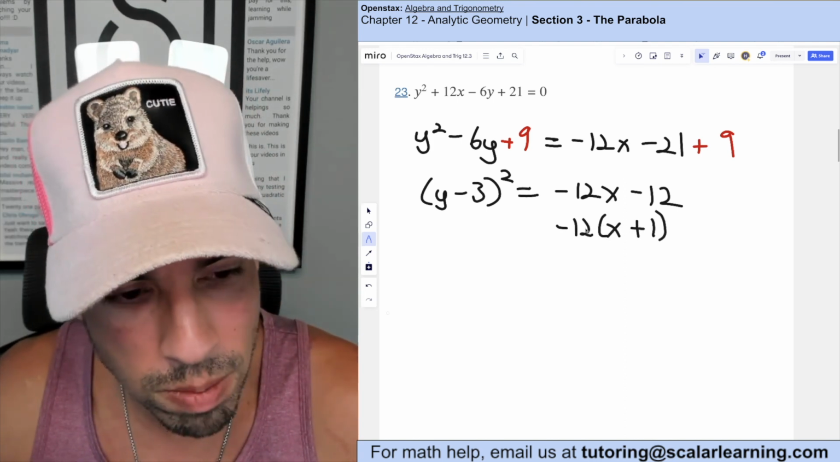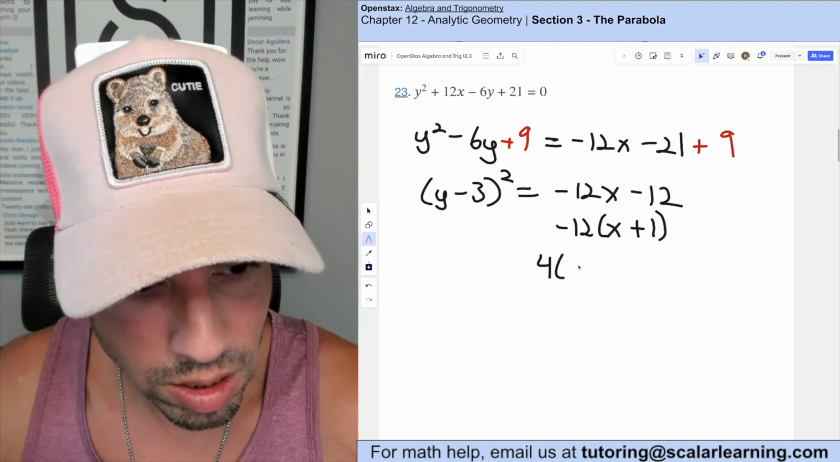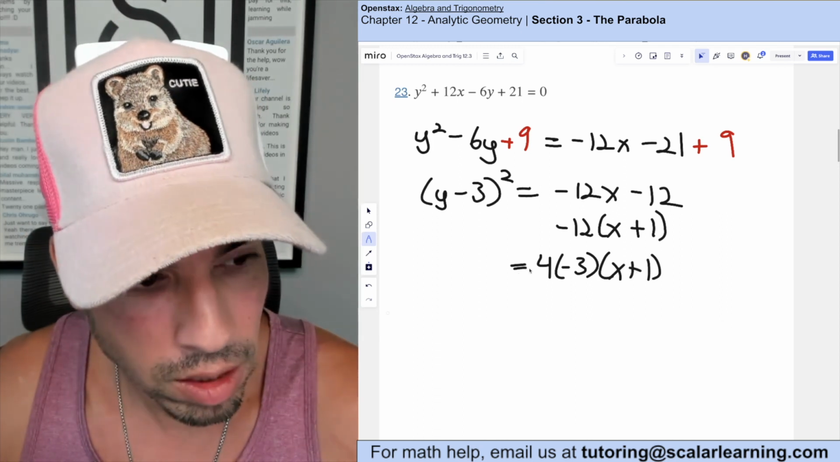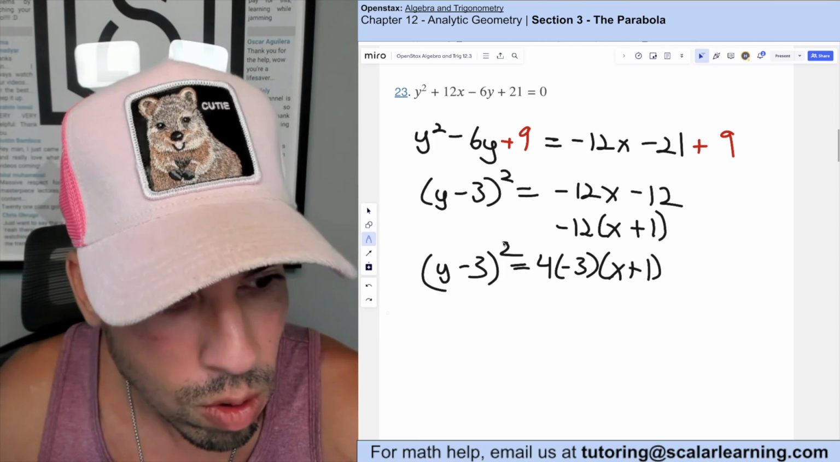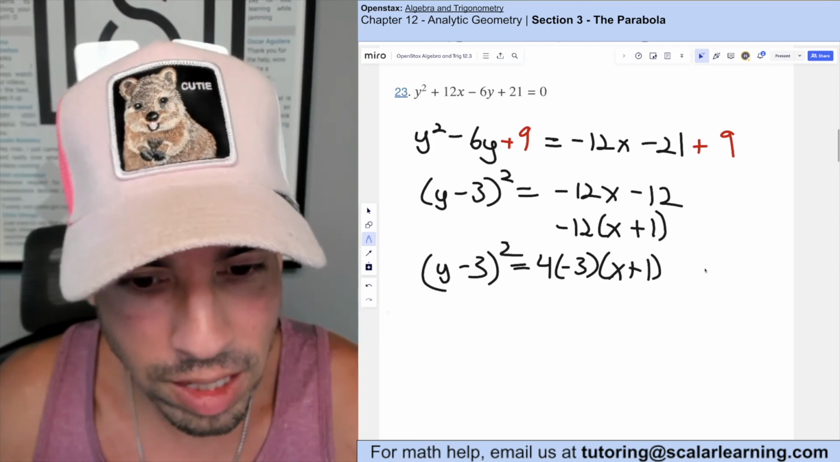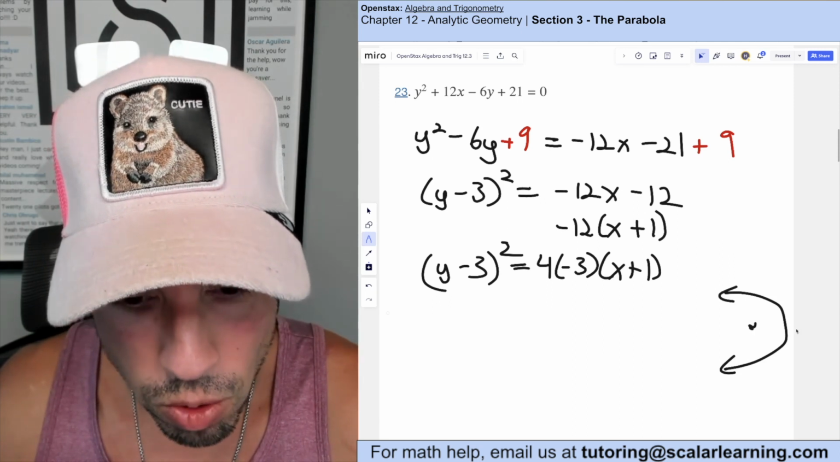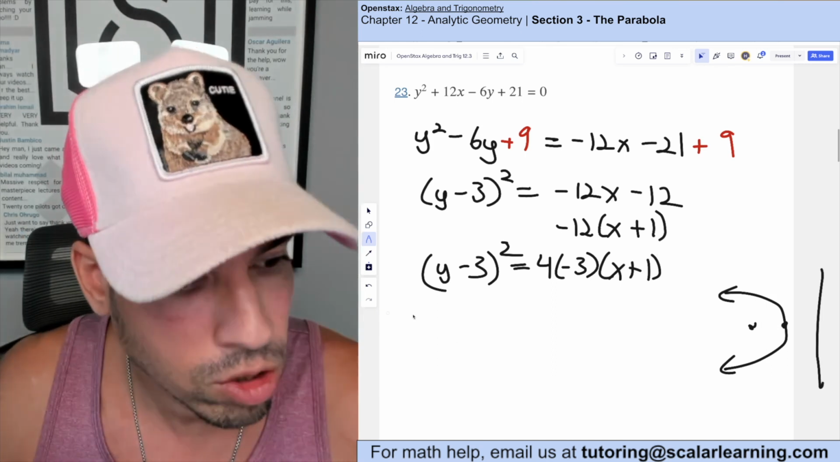The last thing I'm going to do is pull a 4 out of this. So we're going to have a 4 times what gives us negative 12? 4 times negative 3. Okay, so now we got it back in our nice format that we like. And I know it's a y squared, so it's going left to right. Negative p-value, it's going left like this, meaning we got our focus here, vertex here, and the directrix is a nice vertical line like that.